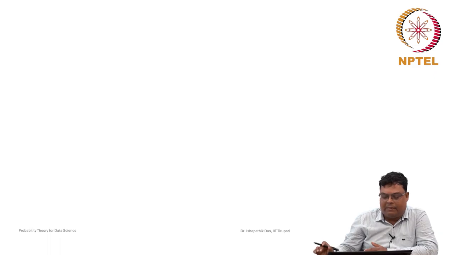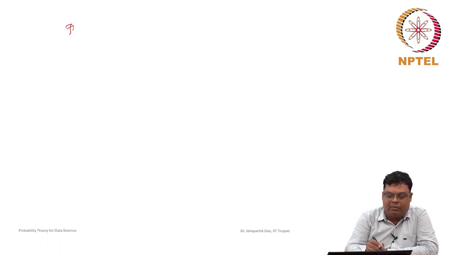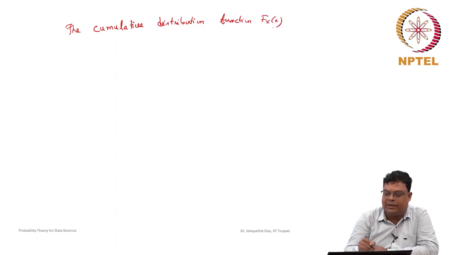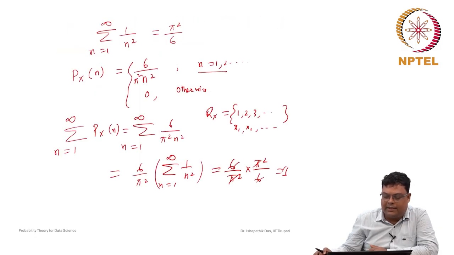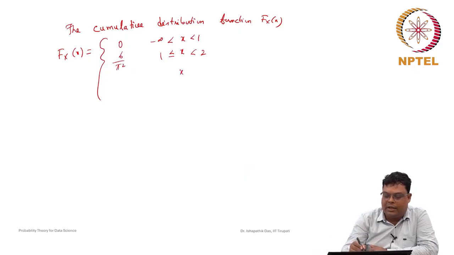So, that is another example, and you can find the cumulative distribution function of this random variable. The cumulative distribution function F of x can be found like this, just as we did in the previous example, only it is infinite. It will be 0 if x is less than the minimum value of the range, and then for x greater than or equal to 1 and less than 2, it will be p_X(1), which is 6 by pi square. Then for x greater than or equal to 2 and less than 3, it is 6 by pi square plus 6 by 4 pi square, and so on. It will be an infinite number of intervals.